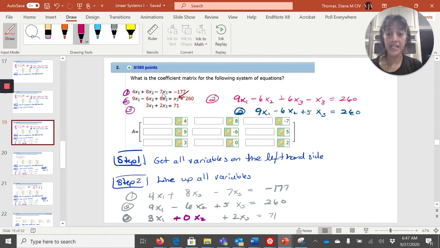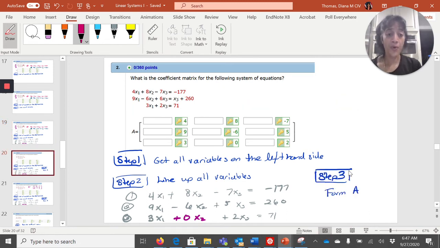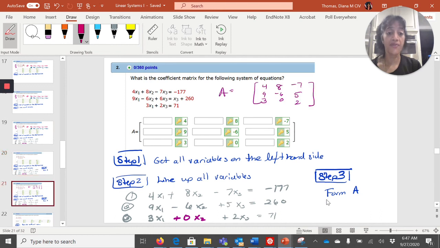So I set minus 7, and I go to equation 2 over here, I get a 5, the simplified equation, and then the 2. And they all line up. And then the right-hand side, I left it here so that you can see the equations rewritten. Step 3 is to form A. A is just the 4, 8, and minus 7 become the first row, the 9, minus 6, 5 become the second row, and the 3, 0, and 2 become the third row. That's the coefficient matrix.